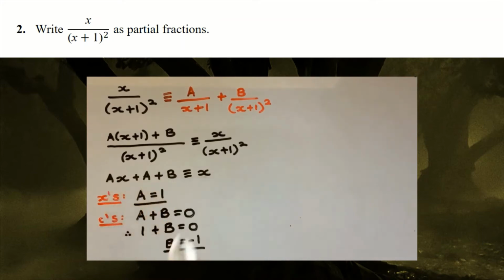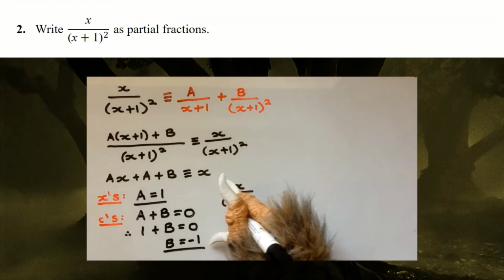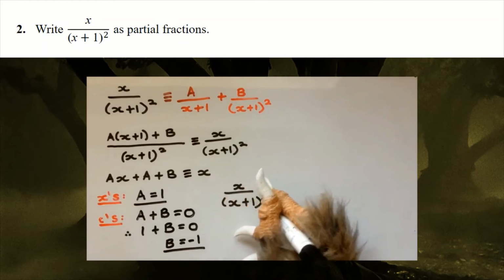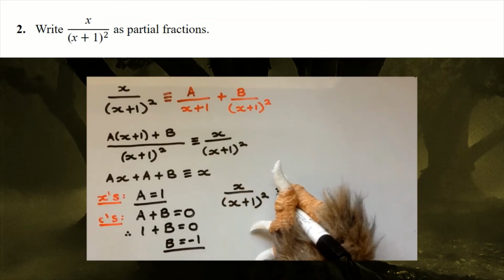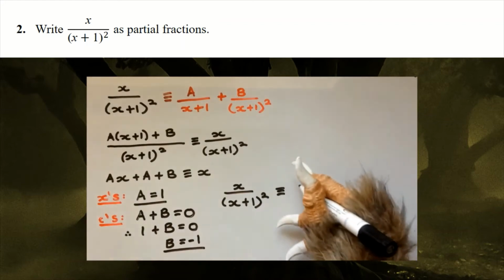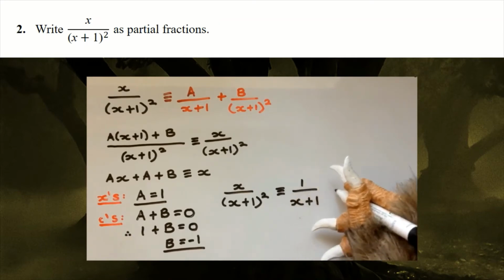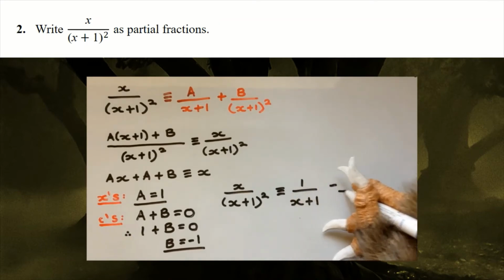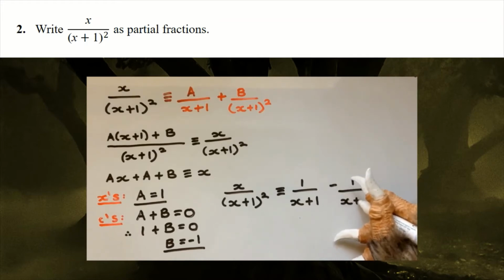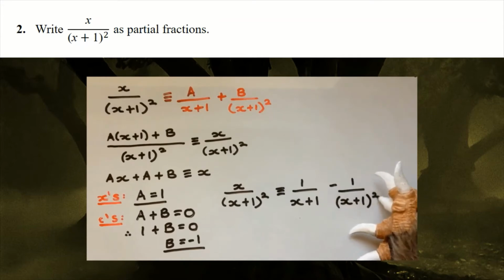So there we have our a and b, and it's good practice, of course, to write the final answer properly. So we have x over x plus 1 all squared is absolutely identical to 1 over x plus 1 subtract 1 over x plus 1 all squared. There we have it.